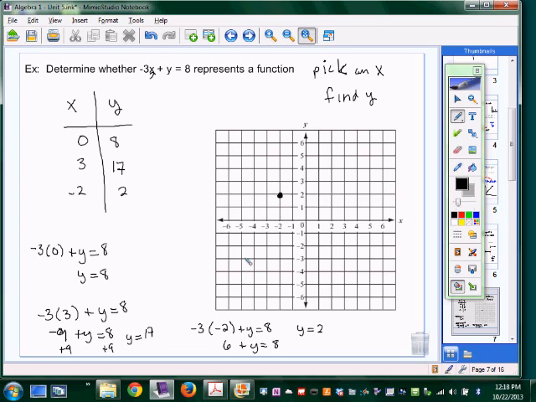We need one more point to make a line. -4. So I get -3 times -4 plus y equals 8. So 12 plus y equals 8. If I subtract 12 from both sides, y is -4. So -4 gives me -4. And I know that 0 was going to give me 8, which is up here somewhere. And I'm going to connect my dots. It's a function. So 8 would really be here.